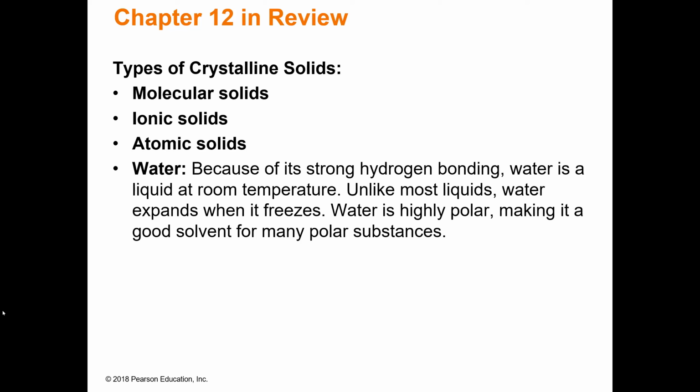Ionic solids: high melting points, held by strong electrostatic attraction between ions, for example, NaCl. Atomic solids, covalent network: diamond, extremely hard, high melting points. Non-bonding: solid xenon, weak dispersion forces, low melting points. Metallic: iron, variable melting points, good conductors.